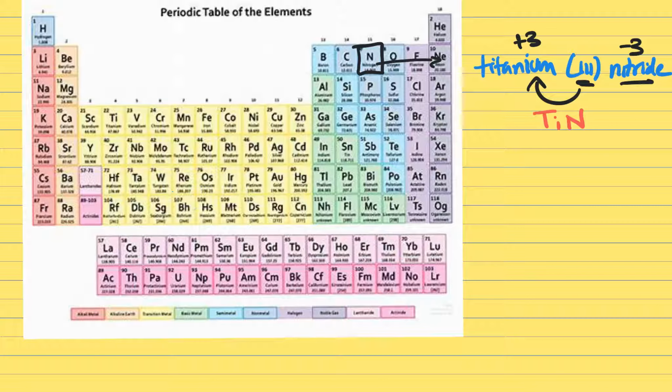A couple of things I want to note. The Roman numeral, once again, just talks about the charge. Oftentimes people want to write the chemical formula as Ti(III)N, with the numeral in parentheses. This is completely incorrect. We never, ever put the Roman numerals in the chemical formulas. It's just simply not allowed.